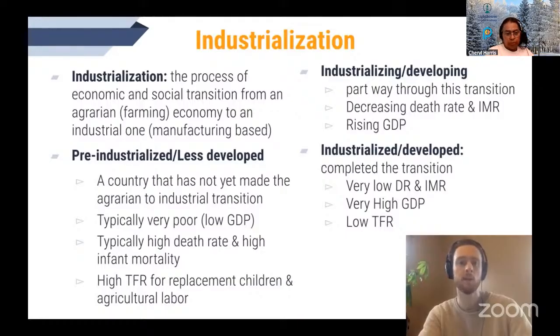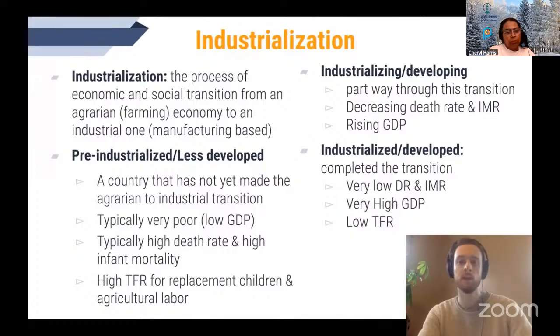TFR is also high due to factors such as lack of educational opportunities for women, the need for replacement children, and also the need for children to provide this agricultural labor that we mentioned earlier here. Then we have countries that have begun industrializing, and we often refer to these as developing nations.